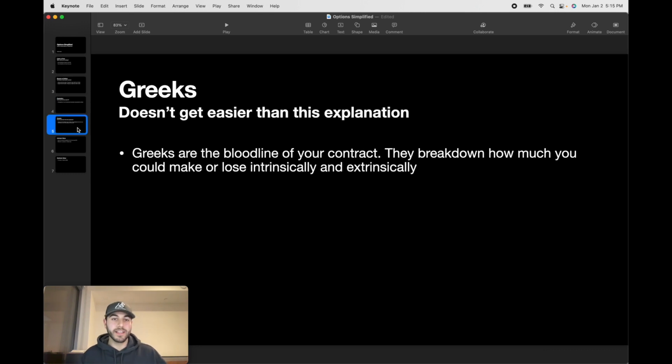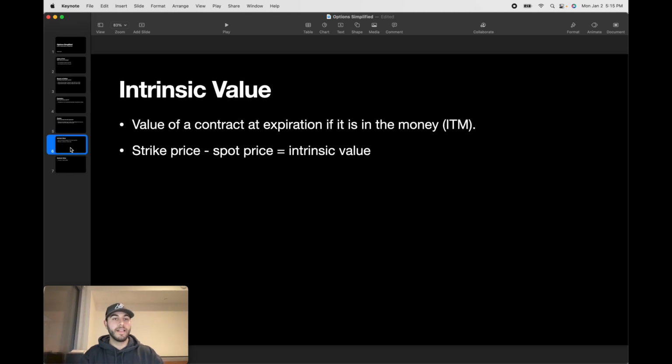Next, the Greeks. The Greeks are the bloodline of your contract. They break down how much you could make or lose intrinsically and extrinsically. We're going to explain the Greeks in such a way that you're never going to look back. You're going to be able to read them so easily going forward.